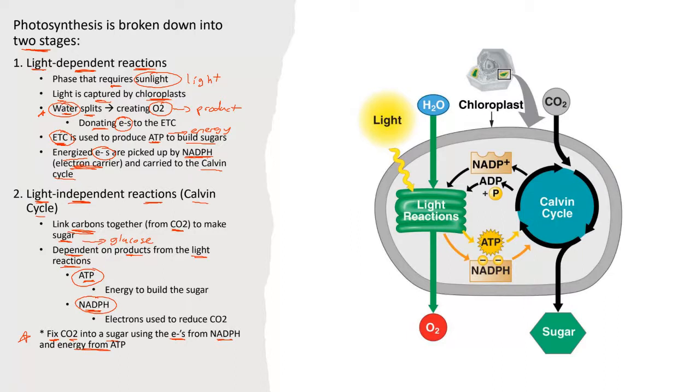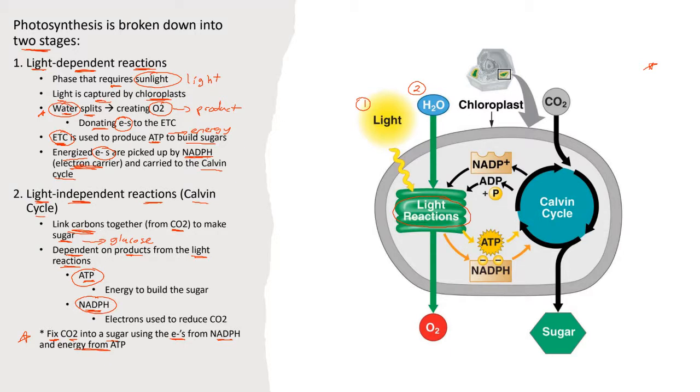Now look at my picture over here. My picture gives you a very nice brief summary of everything. What is it telling us? Let's talk about the light reactions, the light dependent reactions. What do we need? We need light. What else do we need? We need water. These are the reactants.